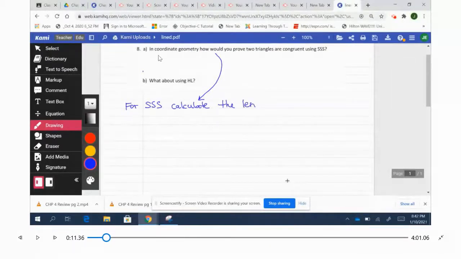Okay, now in coordinate geometry, we haven't done a whole lot of those. But for coordinate geometry, for side, side, side, what you would do is calculate the length of each side.